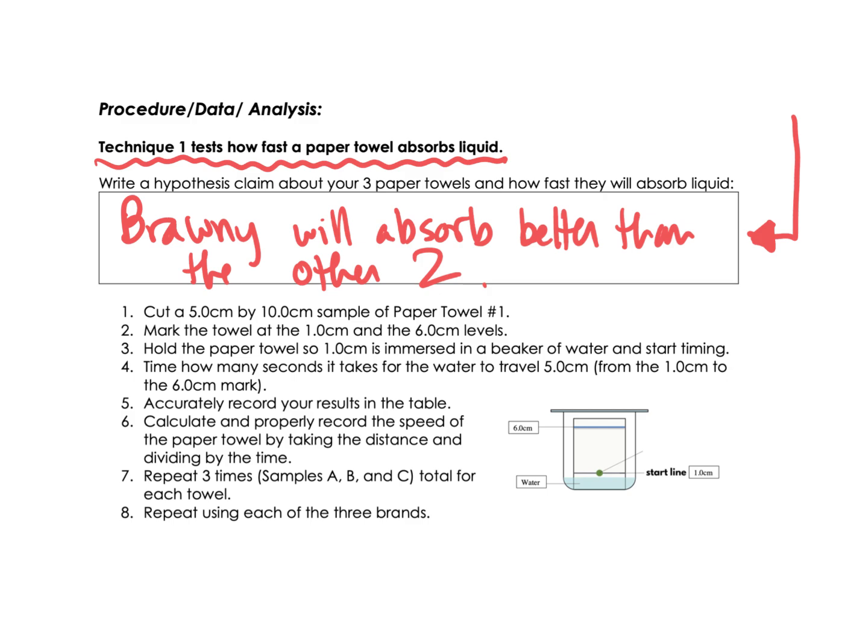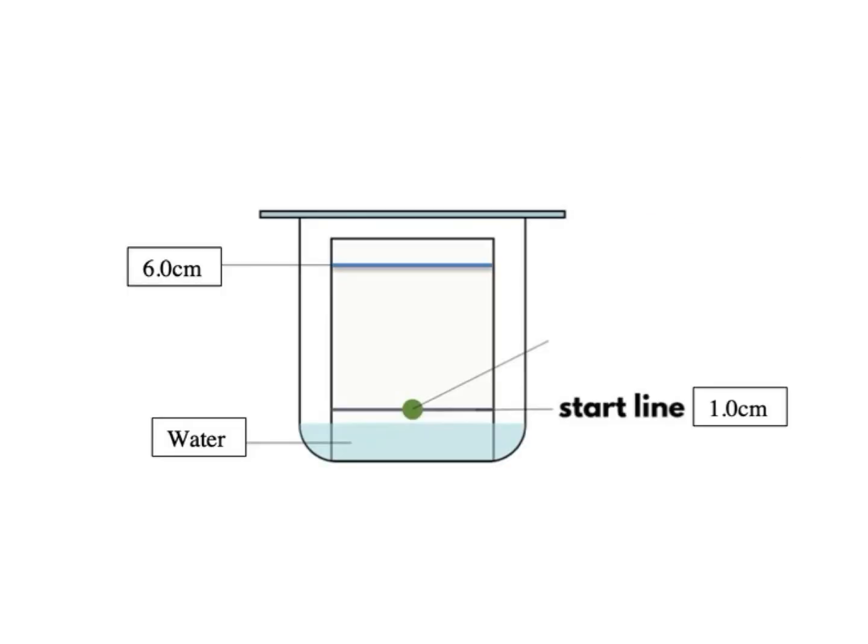Okay. Then we went ahead and we followed the procedures. So we started off by cutting a 5 centimeter by 10 centimeter sample of paper towel. We then marked it at 1 centimeter and 6 centimeters. And then we put it into water, like is shown over here. And basically the water started to come up through the paper towel, and as soon as it got to this line, we started a timer. And when it got to this line at 6 centimeters, we stopped the timer. Okay. We repeated that 3 times for each of the 3 brands of paper towel. So once again, water started here, we started the timer, we stopped the timer, and we recorded the time.